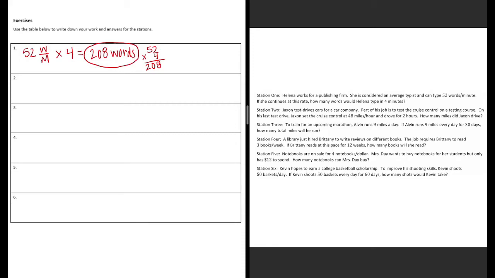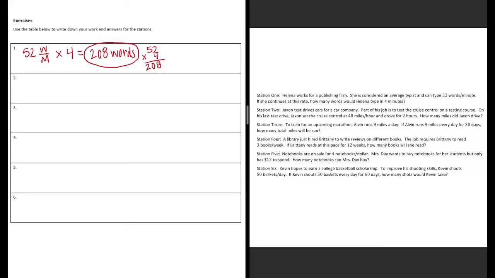Number two, Jackson test drives cars for a car company. Part of his job is to test the cruise control on a testing course. On his last test drive, Jackson set the cruise control at 48 miles per hour and drove for 2 hours. How many miles did Jackson drive?